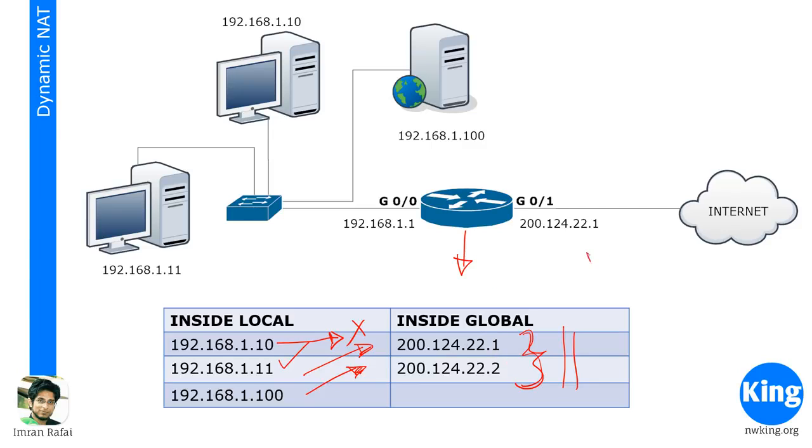So there is a translation table that it maintains, right? Dynamically it keeps updating the table. So if the translation is still valid, timeout is not done, that translation is valid, right? That's what dynamic NAT is.